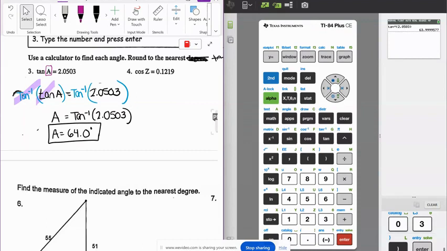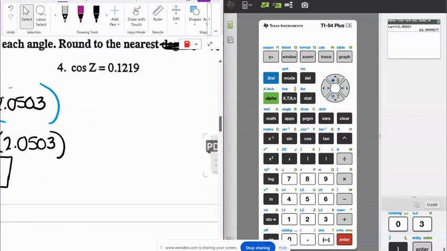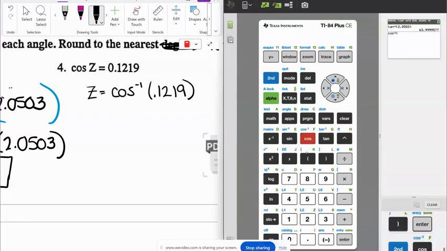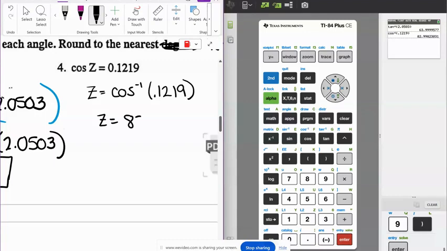All right, what should you have done? You should have done z is equal to the inverse of cosine of 0.1219. This is what I would need to see on your test also. I need to see that you wrote that down. So what you're going to do is second cos, and then you type in 0.1219, enter. And now we are 82.99. So what is that? 83.0. You got it, degrees.